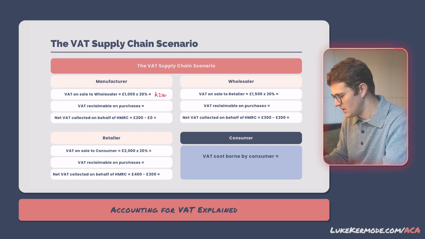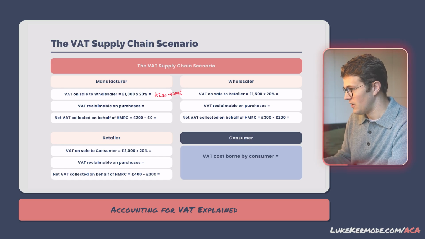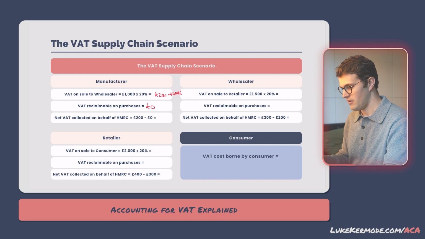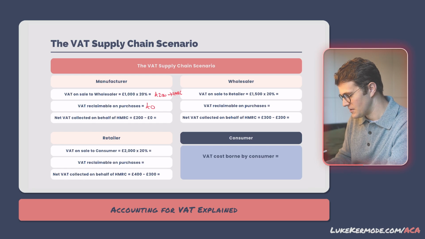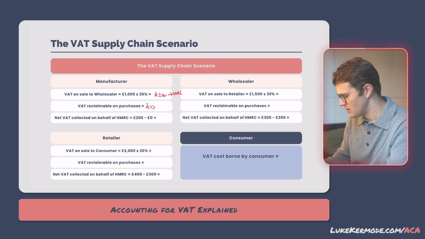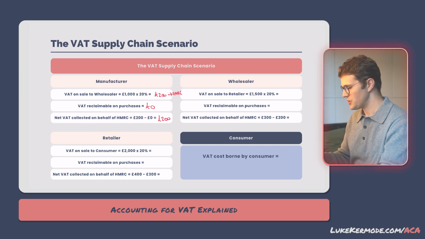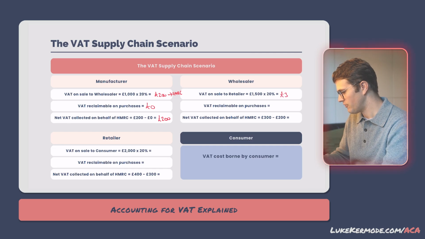And they collect and pay this amount to HMRC. And since they produce the goods from scratch, there's no VAT for them to reclaim from HMRC. They haven't made any purchases, so the VAT that's reclaimable on their purchases is zero. So the net VAT they collect on behalf of HMRC is £200 minus £0, which is £200. The wholesaler charges 20% VAT on their sales price of £1,500, which equals £300 of VAT they need to collect.